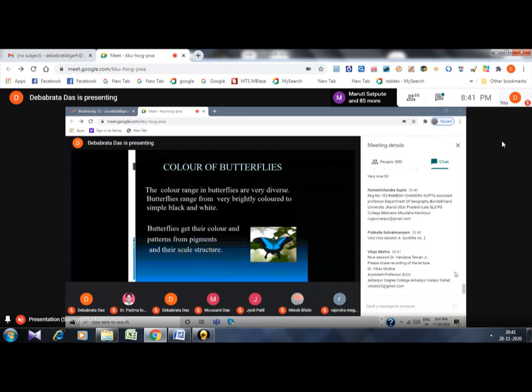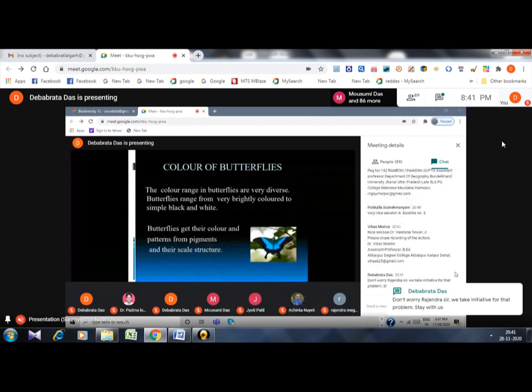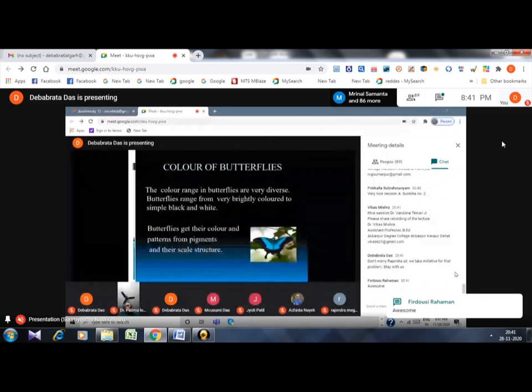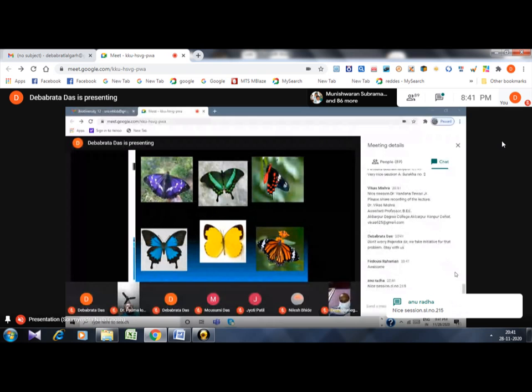How the scales are arranged determines the patterns on their wings, and it is different in each and every species. You are seeing a photograph of a banded peacock. Here I have arranged the slide to look like the colors of the rainbow. You can see each and every color of the rainbow present there, almost each and every color.